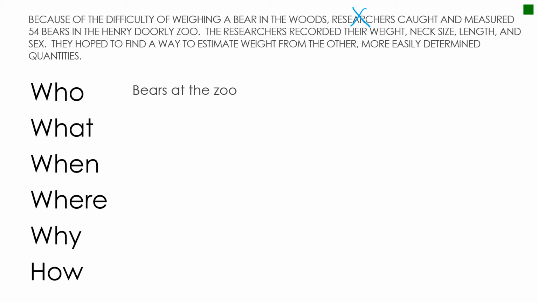What are we recording? This is what data we are recording for each of the bears at the zoo. So that would be their weight, and weight would be a quantitative variable that we would measure in pounds. Neck size, which would be a quantitative variable that we would likely measure in inches. Length, which would be a quantitative variable likely measured in inches, and sex or gender, which is a categorical variable. So notice when I'm writing these, I do include the unit of measurement for any quantitative variable.